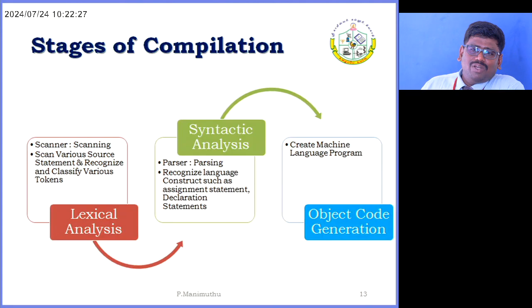The third one is object code generation. As the name itself implies, from the high-level language, the machine-understandable code, the machine code, is produced or generated. This is the third stage of the compilation process.